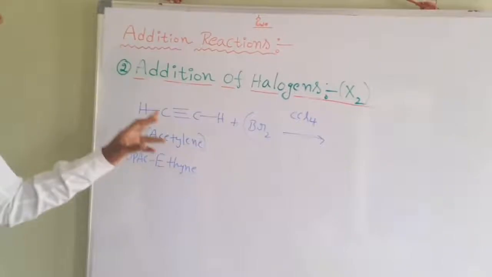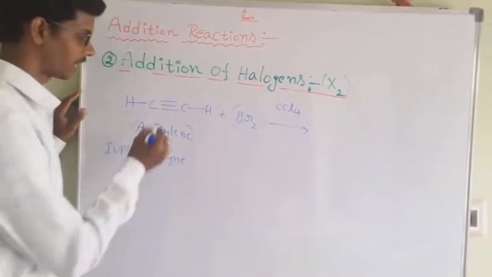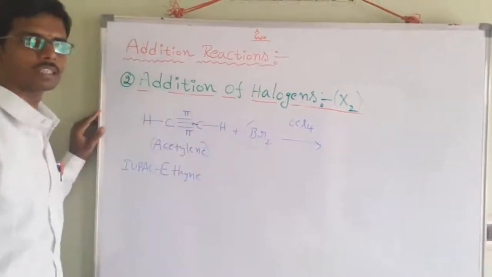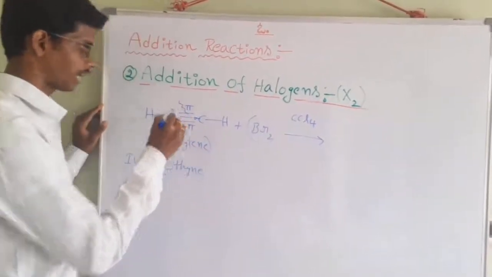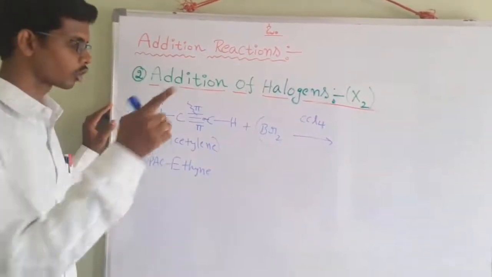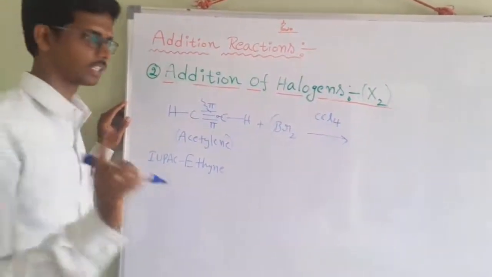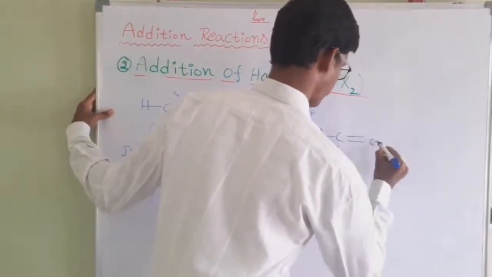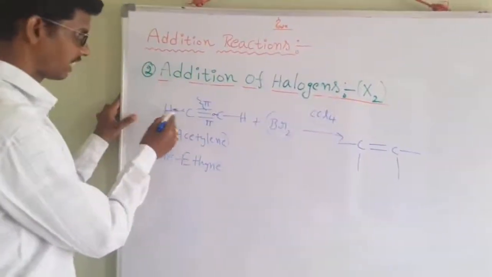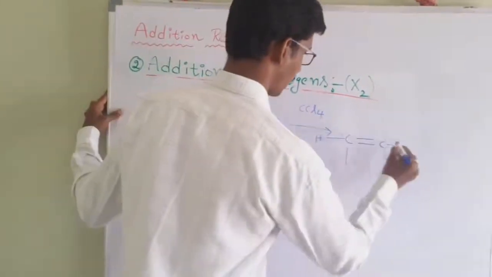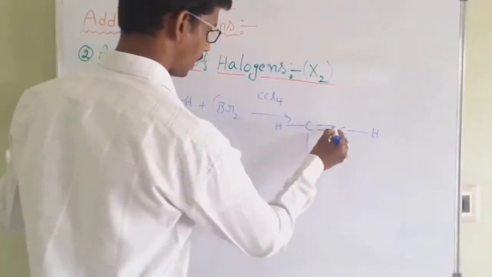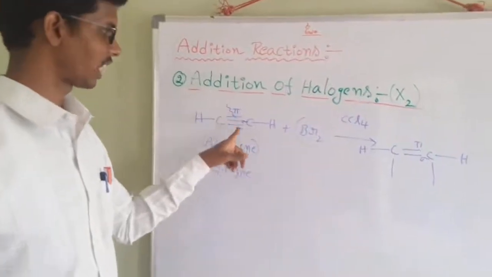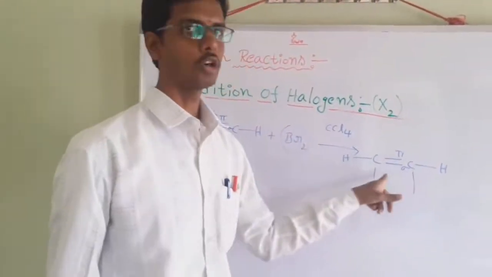First of all, 2 pi bonds are present here. The middle one is a sigma bond, and the bottom one and the upper one are considered pi bonds. First, let us consider the breaking of 1 pi bond. It leads to the formation of 2 new sigma bonds. Here 1 sigma and 1 pi bond remain. Only 1 pi bond breaks, giving rise to the formation of 2 new sigma bonds.